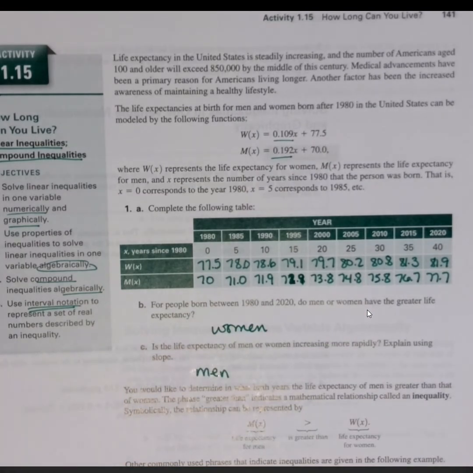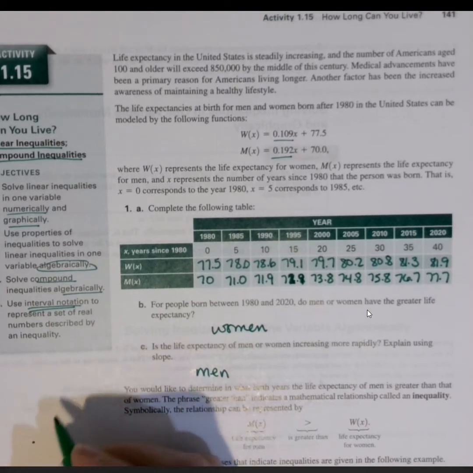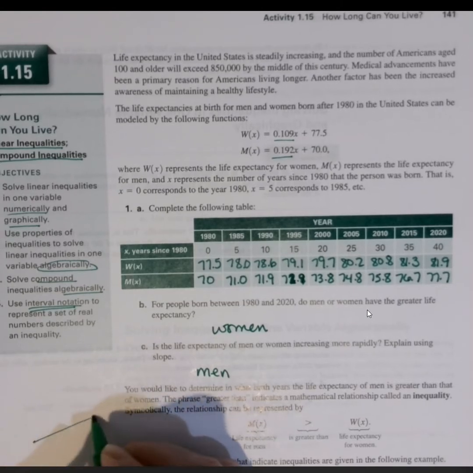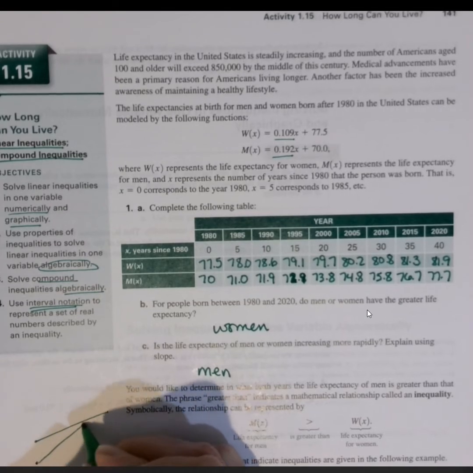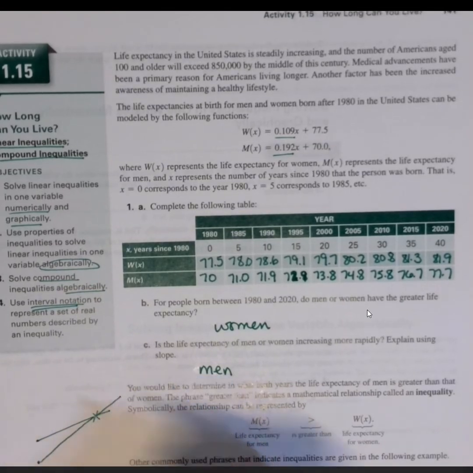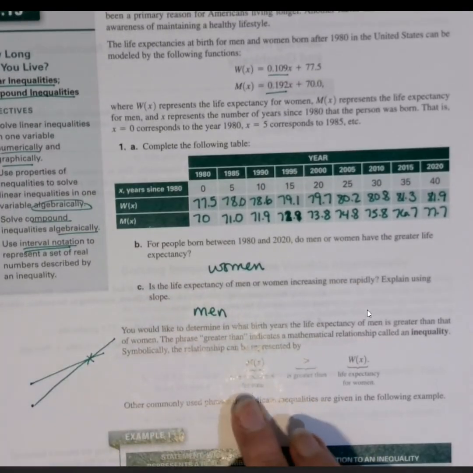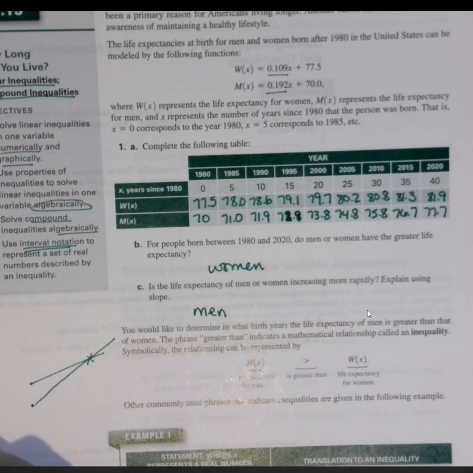So we expect them to intersect because the women's equation starts off higher, but it grows slowly compared to the men's equation, which starts off lower but grows a little more quickly. So they will eventually intersect. We want to determine when the men's life expectancy is going to become greater than the women's life expectancy. So we're going to solve an inequality. Okay, and next page.